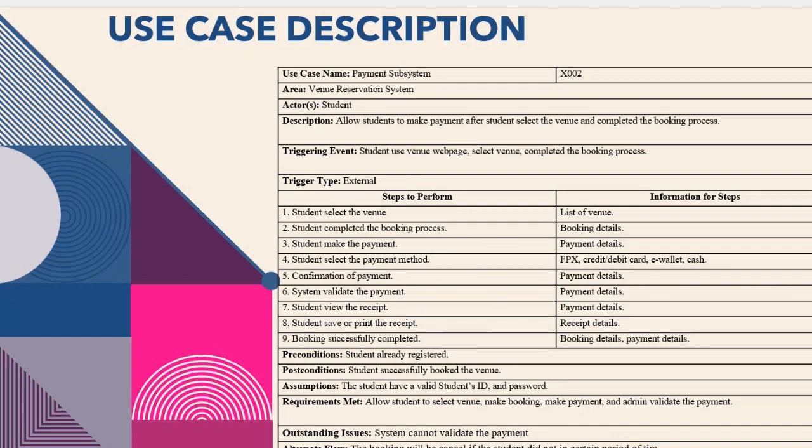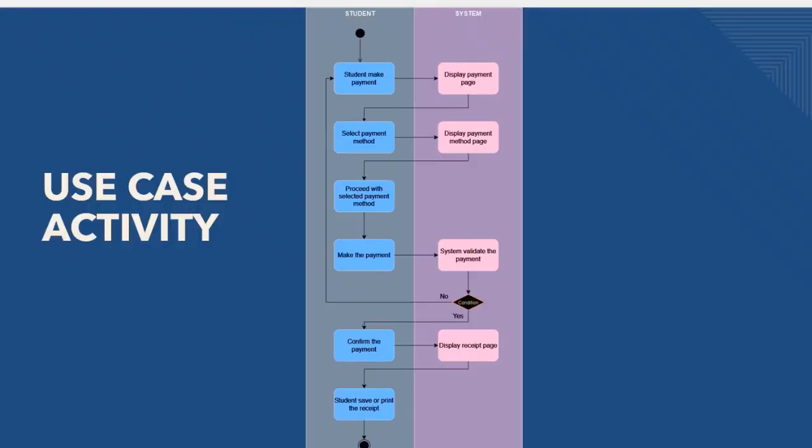Okay. The next one is the activity diagram. The activity diagram, or use case activity, involves only two actors, the student and the system. Within this is the flow of the system.